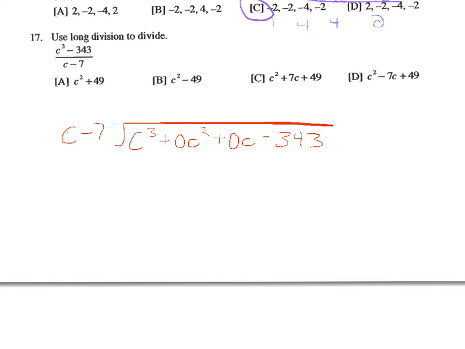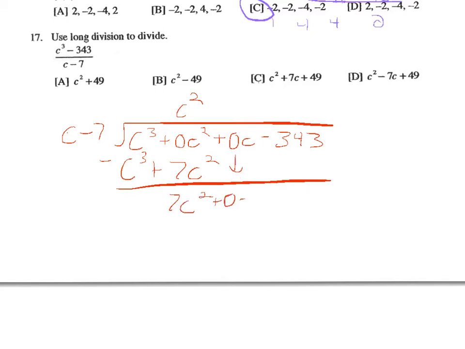For number 17, we want to use polynomial long division. So I put the c minus 7 on the outside of the division house and c cubed plus 0c squared plus 0c minus 343 on the inside. So I want to ask myself, what do I need to multiply c by to get c cubed? And that would be c squared. And then I want to multiply through by that, and then change the signs and add, and drop down the 0c.